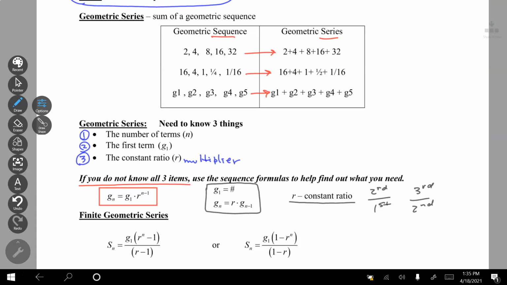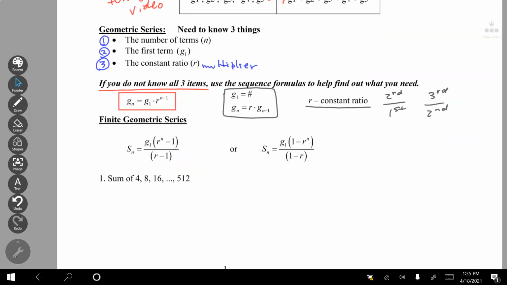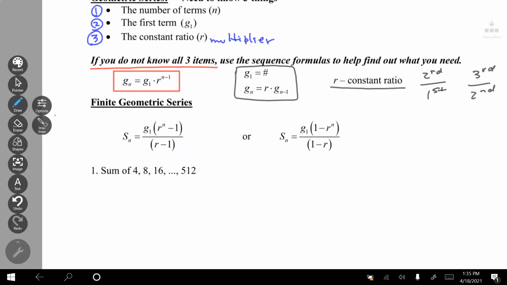So, sorry, there's no special video to watch. I'm just going to give you the formulas. And here are the formulas right here. The first one, there's two ways to write the formulas. This is one way. I tend to use this one.